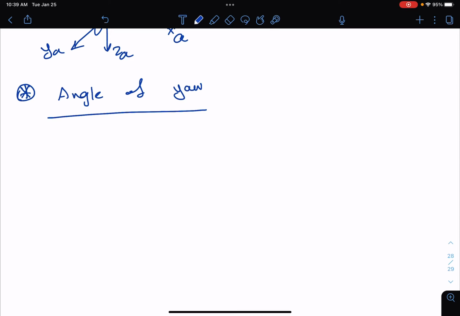It is pretty self-explanatory, right? Yes. It's the angle that your plane is up. Is it up from here? What is the direction of yaw? Left and right, in this direction, right? So it should be an angle that characterizes this movement.